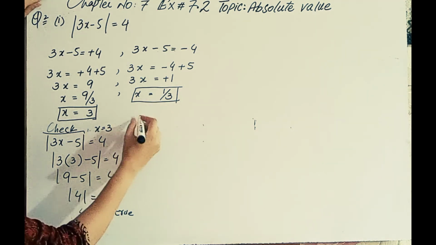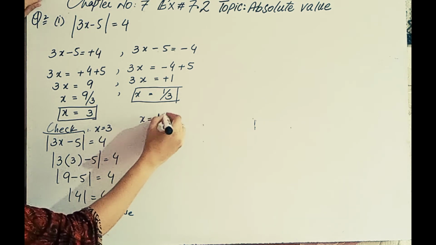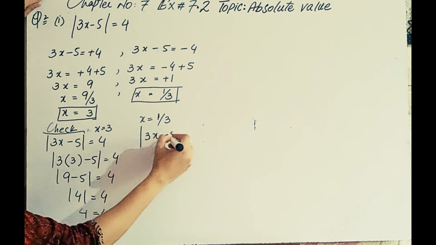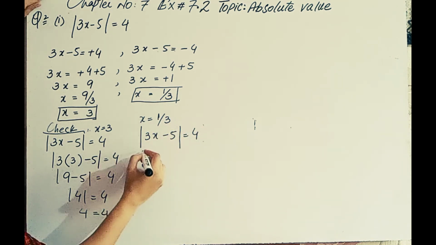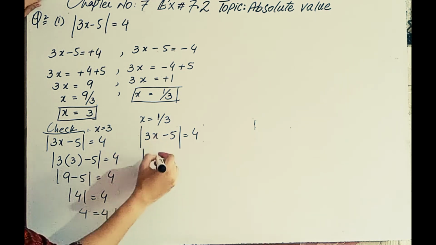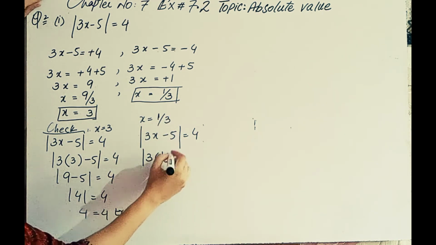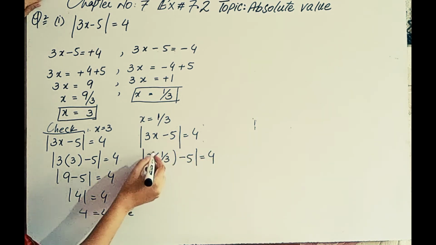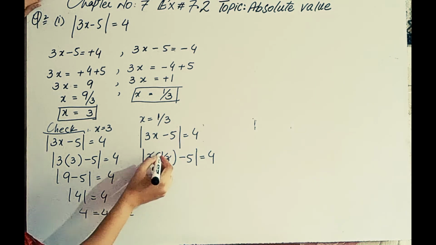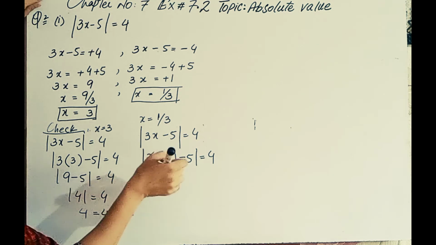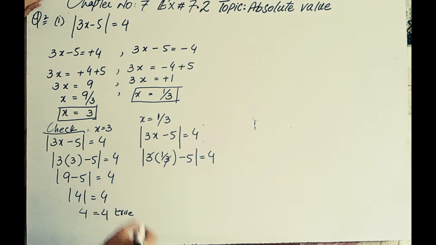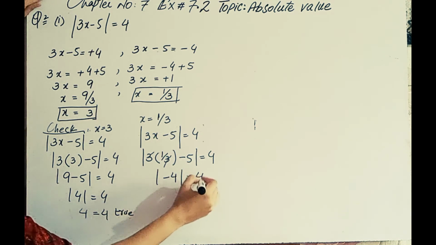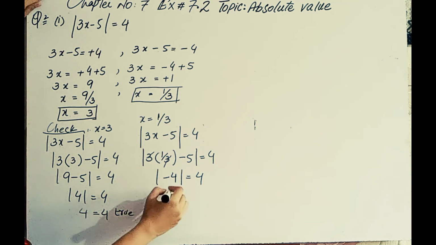Now in the same way we will put the second value, x equals to 1 by 3. The absolute value equation we have is 3x minus 5 equals to 4. In place of x I am going to put 1 by 3. Then minus 5 equals to 4. This 3 is in the numerator, the denominator cancels. 1 minus 5. 5 is the greater term, so the answer will carry the minus sign. Absolute of minus 4 equals to 4. Absolute of minus 4 is 4.